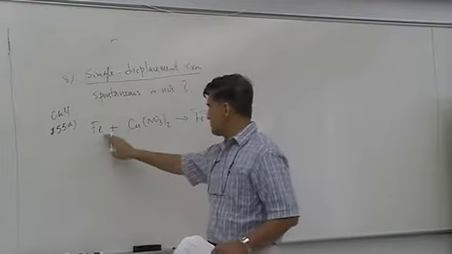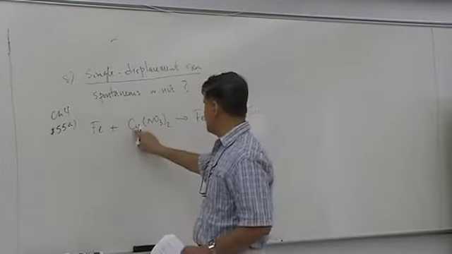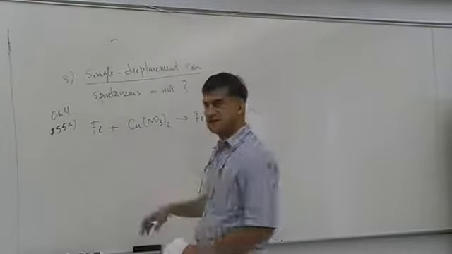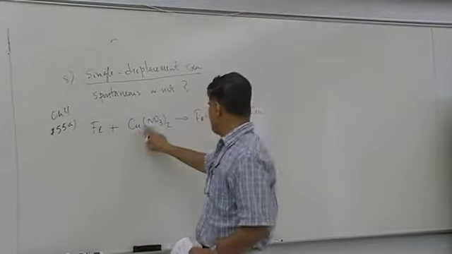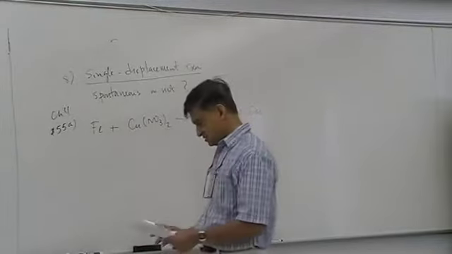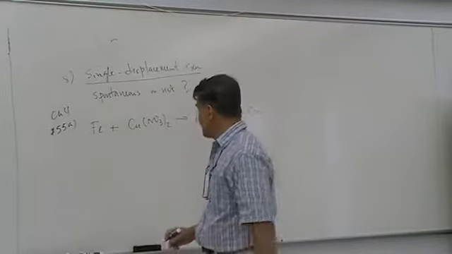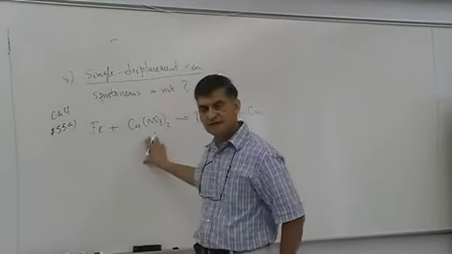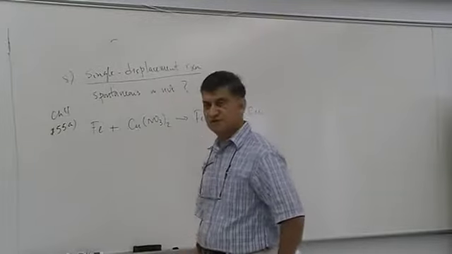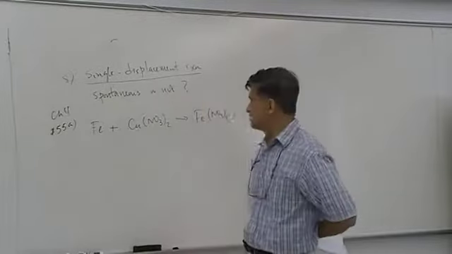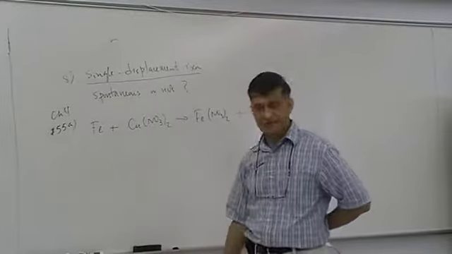What is happening here? Iron is taking the place of copper, copper is pushed out, and that's a single displacement reaction. Iron is displacing copper, and copper gets separated. The question is, can a reaction like this happen spontaneously? How do I know that? Do I need to memorize any information? The answer is no. You can look at the activity table.